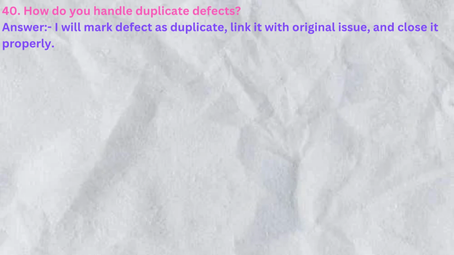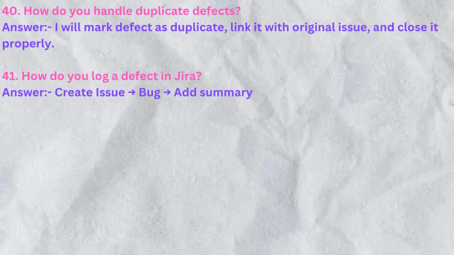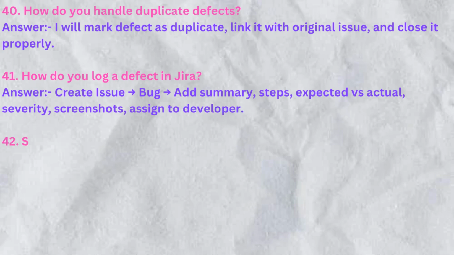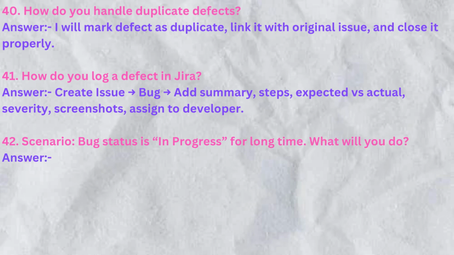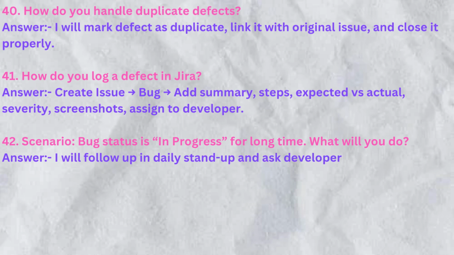Question 41. How do you log a defect in Jira? Answer. Create issue, then bug, then add summary, steps, expected versus actual, severity, screenshots, assigned to developer. Question 42. Scenario. Bug status is in progress for long time. What will you do? Answer. I will follow up in daily stand-up and ask developer for update or blockers.